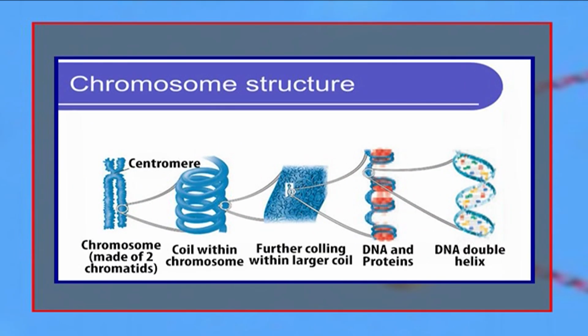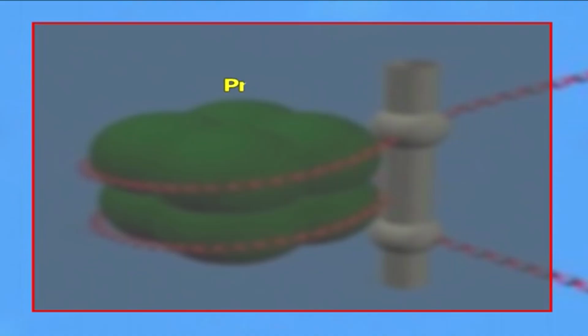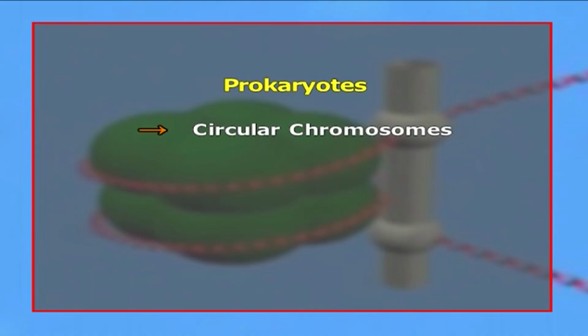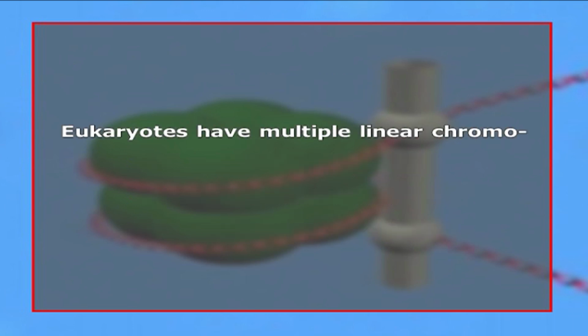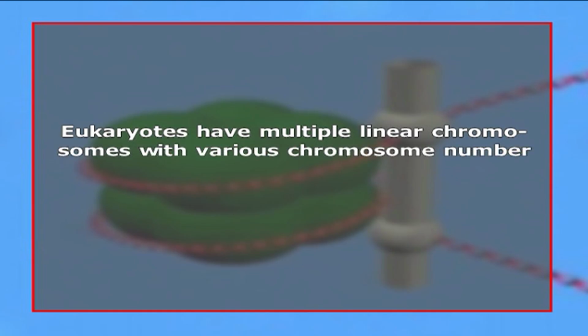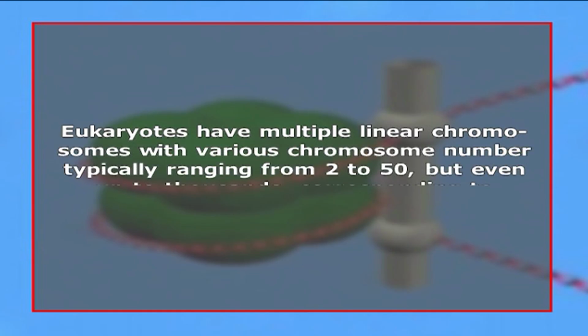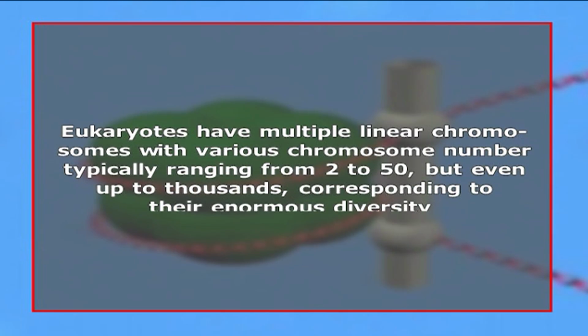Moving on, let's now discuss chromosome diversity. A chromosome is a packaged and organized structure containing most of the DNA of a living organism. The shape, size, and number of the chromosome varies in different organisms. For example, prokaryotes have circular, linear, single, multiple chromosomes or even both, while eukaryotes have multiple linear chromosomes with various chromosome numbers typically ranging from 2 to 50, but even up to thousands, corresponding to their enormous diversity.